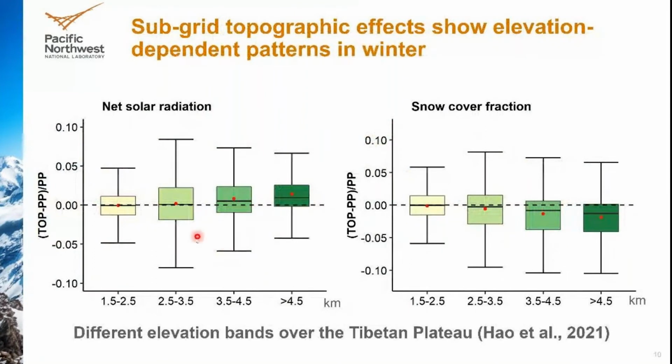This figure just shows how the topographic effects vary with elevation. The left figure is for net solar radiation. The right figure is for snow cover fraction. You can see with the increase of the elevation, there are differences. The difference between TOP and PP increases. Same conclusion for the snow cover fraction, their difference increases. The snow cover fraction has a negative bias and net solar radiation has a positive bias.